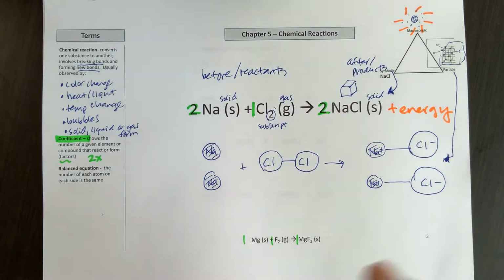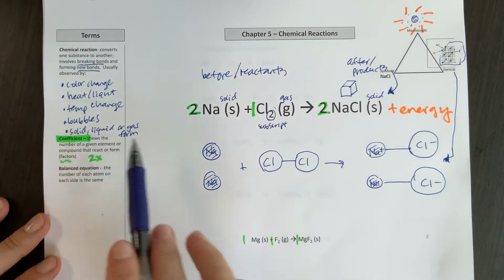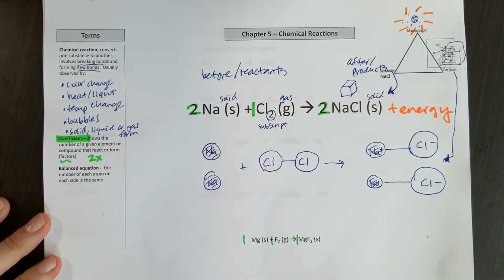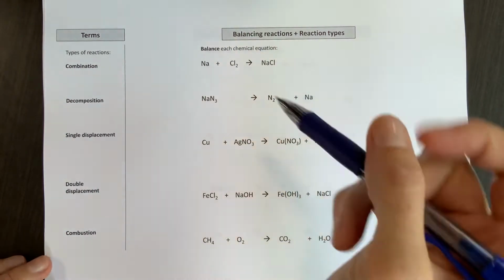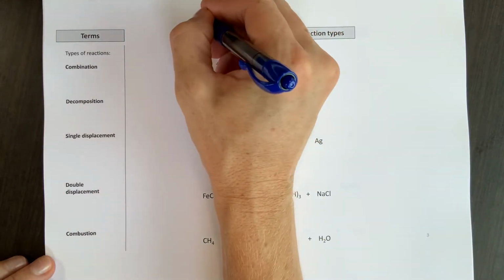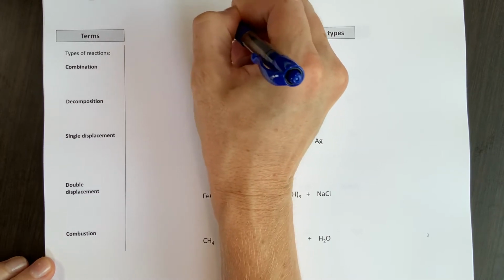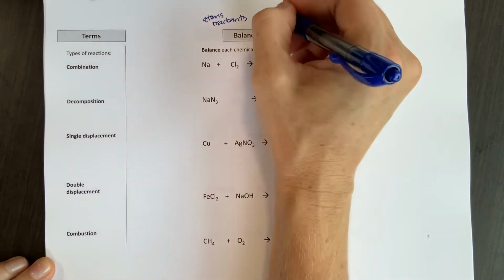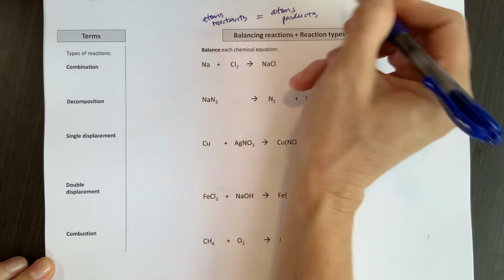We've just been looking at balanced equations, balanced reactions, and using these coefficients to say how many of each atom we have. So we're going to practice that in a lot more detail on this next slide. So we are going to balance our reactions. As we balance reactions, remember that the atoms on the reactant side have to be exactly equal to the number of atoms on the product side.